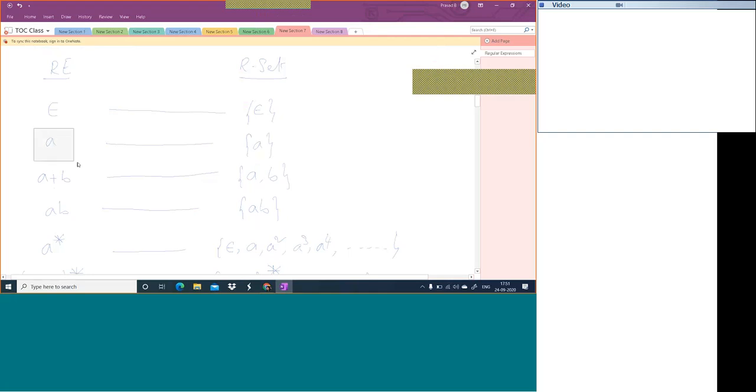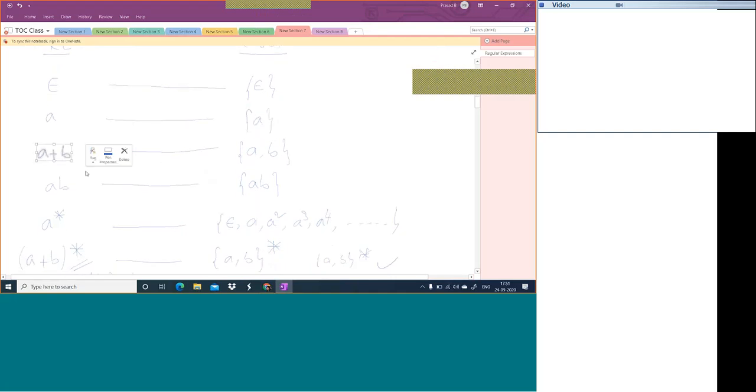Okay. Next, A is a regular expression. Every input symbol is a regular expression. So what are the strings given by this regular expression? That is only A. So the set we can represent by A is only A. Now, A plus B is a regular expression. What are the strings that can be represented by this A plus B? One is A and the other one is B. That's it. These are the strings represented by this expression.